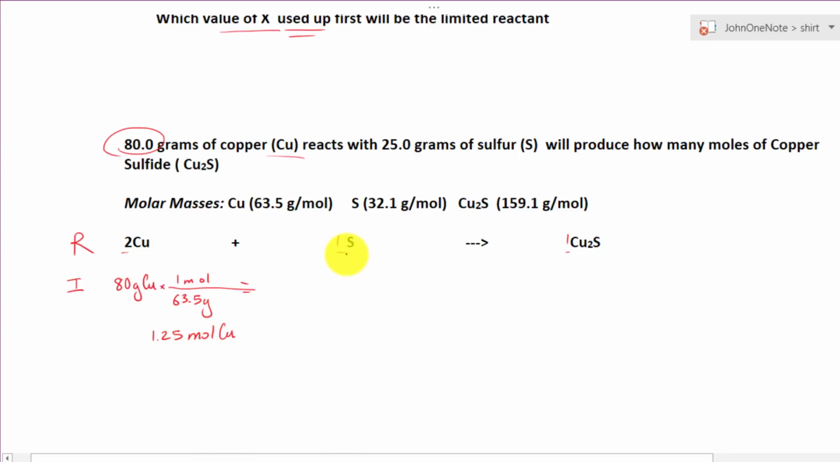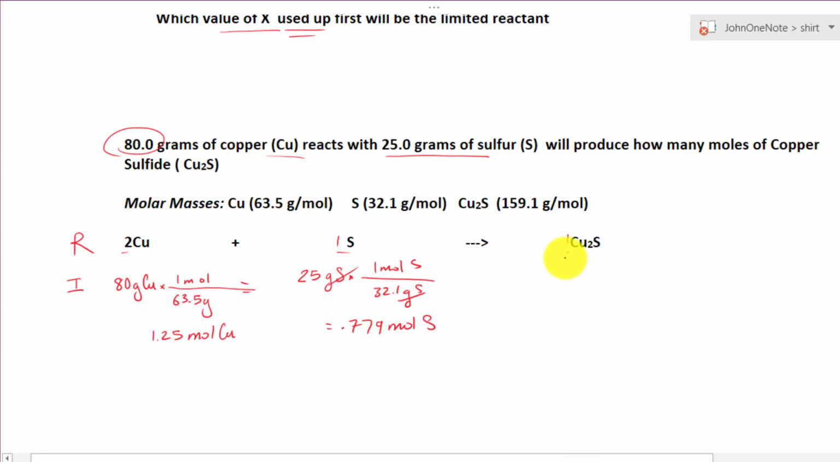And we're going to do the same thing to the other reactant. In this case, we only have 2 reactants. So this is sulfur. We have 25 grams of sulfur, so grams of S times the molar mass conversion factor. In this case, the grams go on the bottom, and that's 32.1 grams, 1 mole on top. The grams cancel out. And this is sulfur, of course. We have 25 divided by 32.1, and that gives us 0.779 moles of sulfur.